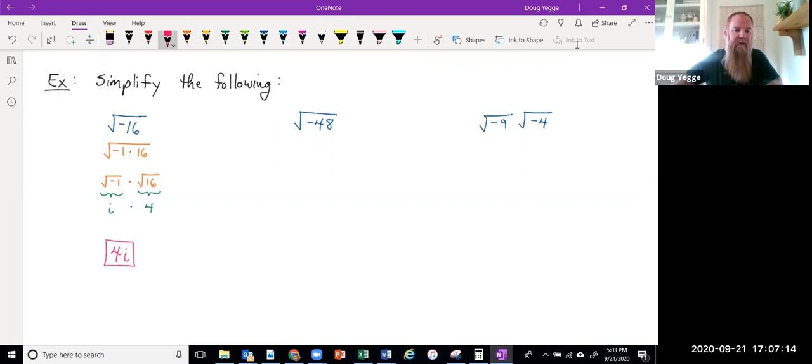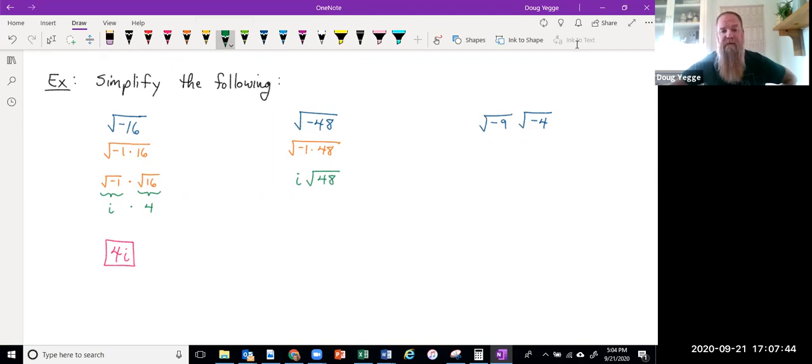So you can see that the easy way to simplify square roots of negative numbers is just to take the square root as normal and tack on an i because you know that it's a square root of a negative. So let's take a look at the square root of negative 48. Same idea here. We could rewrite this as the square root of negative 1 times the square root of 48. So we already know that if we take out an i, I could rewrite this as i times the square root of 48.